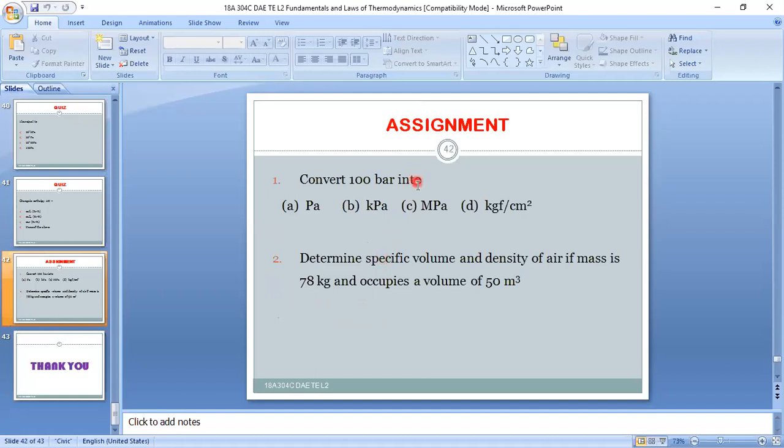So let us have some small assignments. Convert 100 bar into pascals, kilopascals, megapascals, kg per centimeter square. I think it is a very easy answer for us. And determine the specific volume and density of air if the mass is 78 kg and it occupies a volume of 50 meter cube. Specific volume means simply volume per mass, whereas the density is mass by volume.